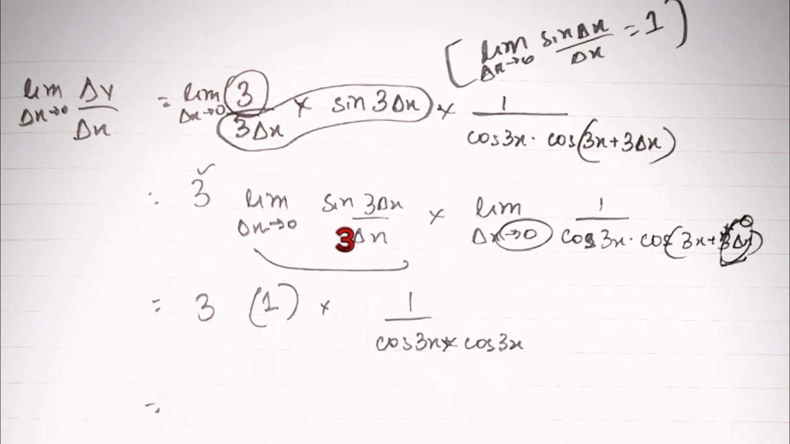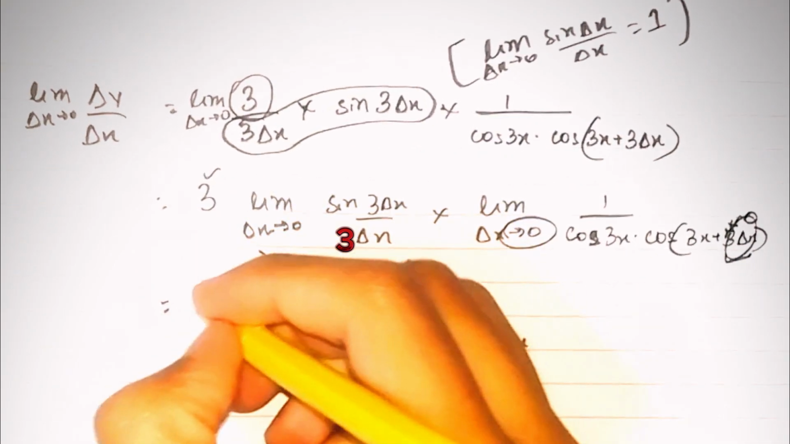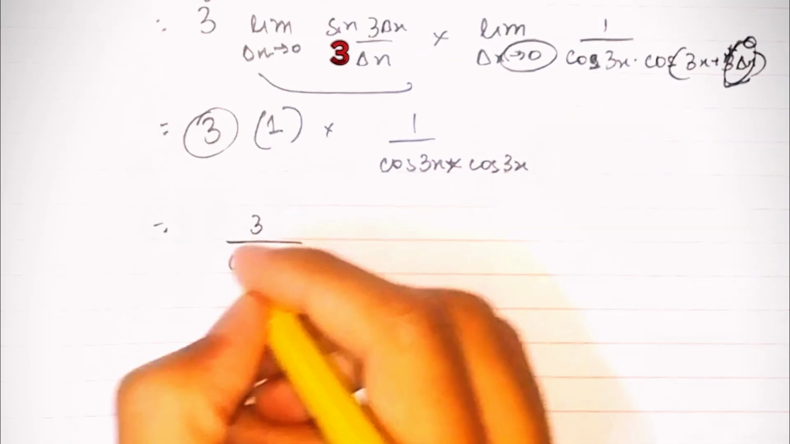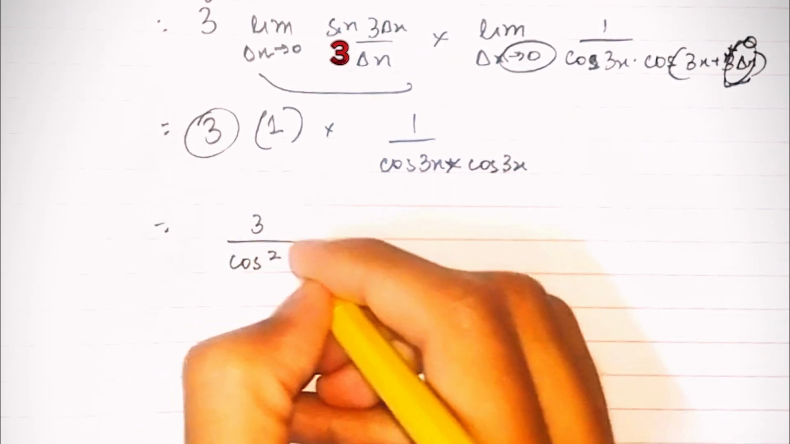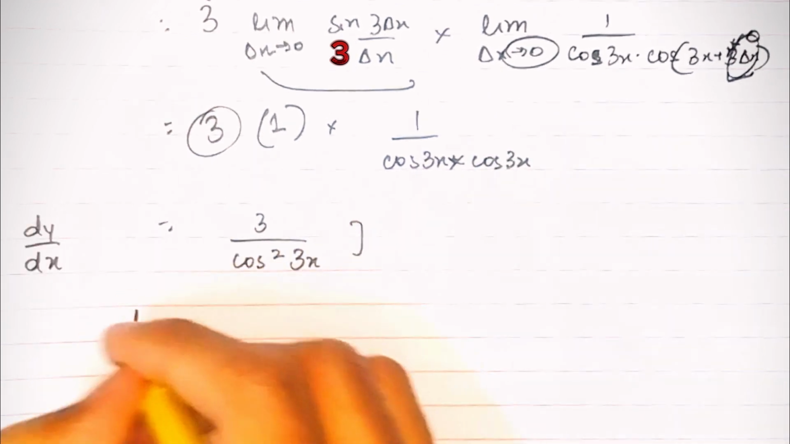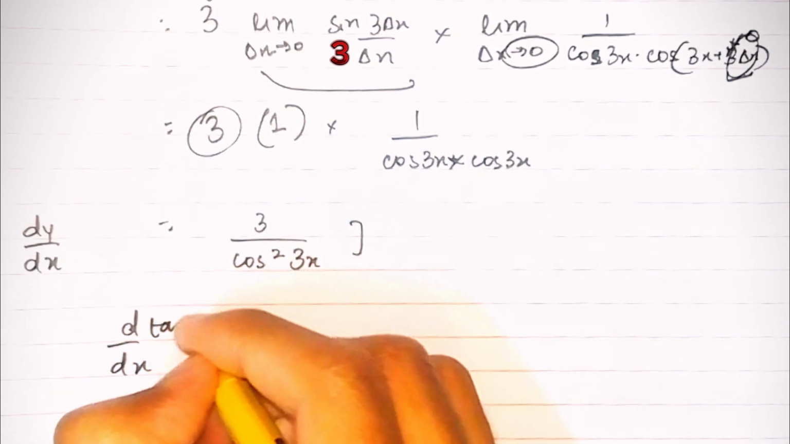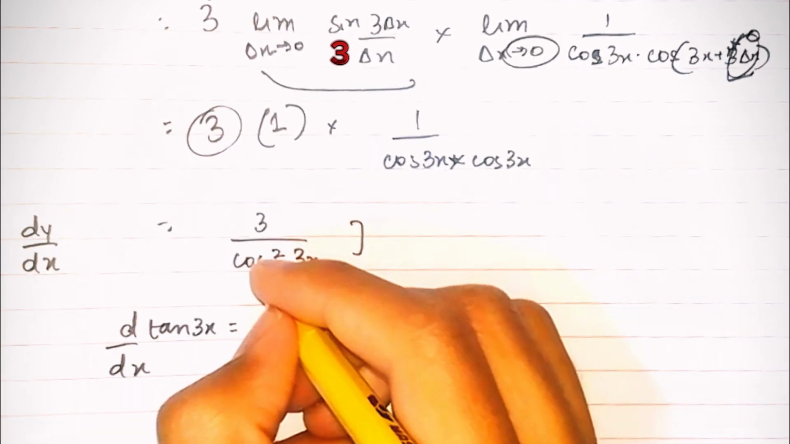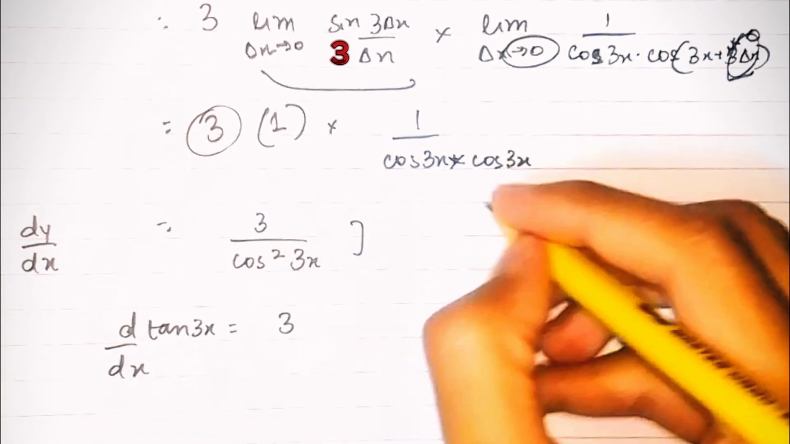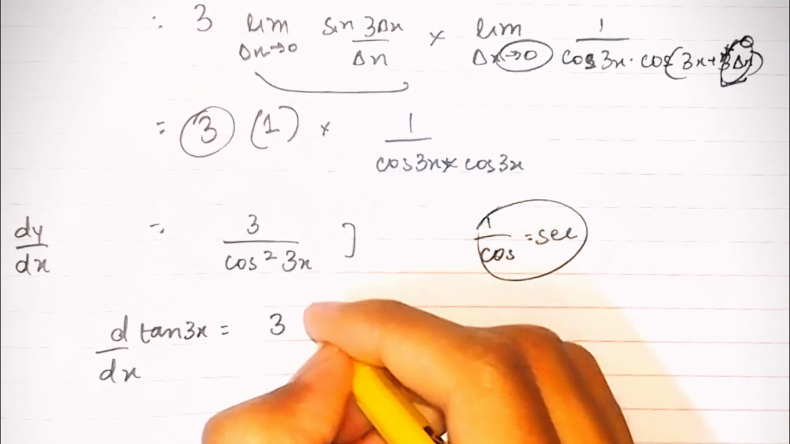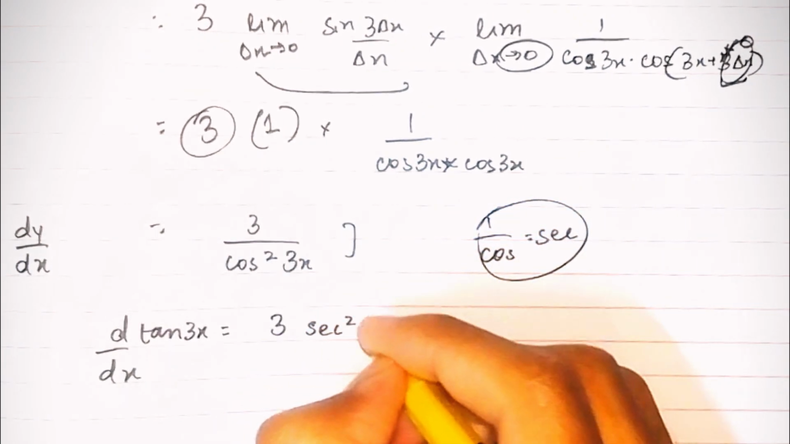What do we have now? It is time to write the final answer of this question. So what is remaining? We have 3 over here. Okay, so 3 in the numerator divided by cos 3x multiplied by cos 3x, which will be equal to cos square 3x. Okay, so d by dx of tangent 3x is 3 divided by cos square 3x. And 1 divided by cos is actually equal to secant, right? So I can write it as 3 secant squared 3x.